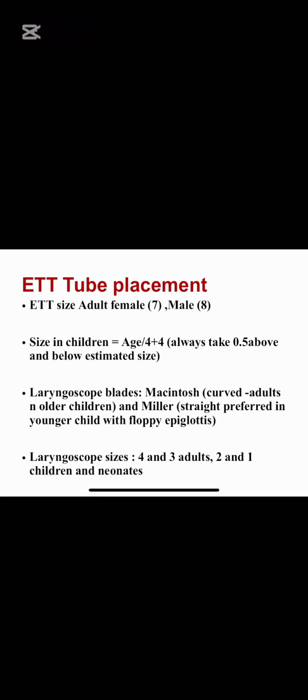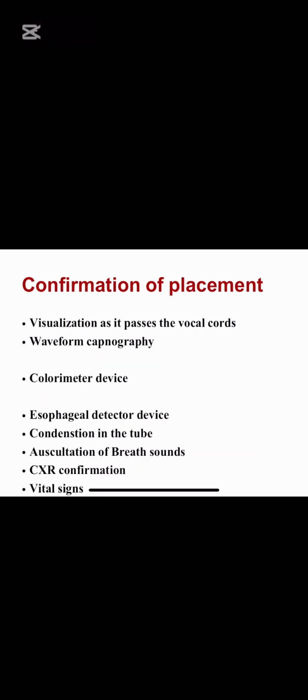You also get other airway instruments like the laryngoscope blades, either the Macintosh or the Miller. The Macintosh is commonly used in adults, which is curved, and the Miller is commonly used in pediatrics, which is straight. And the laryngoscope sizes: 4 and 3 for adults, 2 for children, 1 for infants.